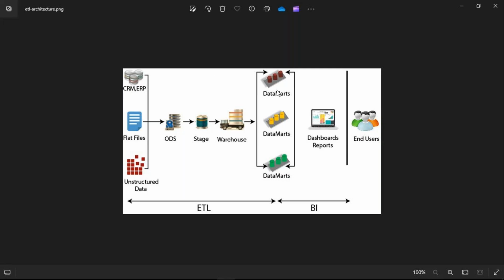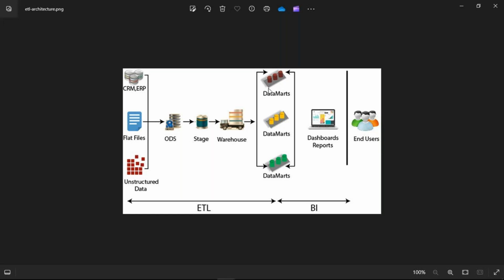So we'll keep all such name related data in one data mart. We'll keep all your address related data in another data mart. We'll keep all your account related data in another data mart. So there are different types of data marts, and we'll store that specific information in that specific data mart. All such data marts will form a big data warehouse. Okay, so these are the data marts.